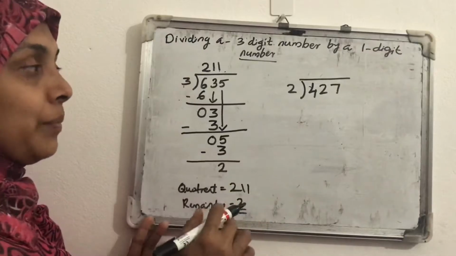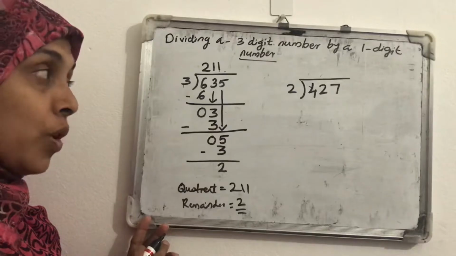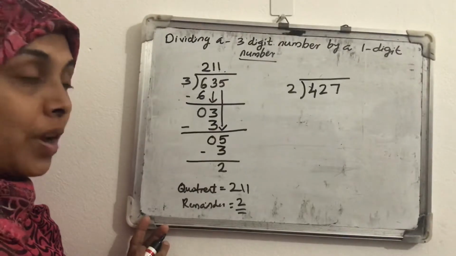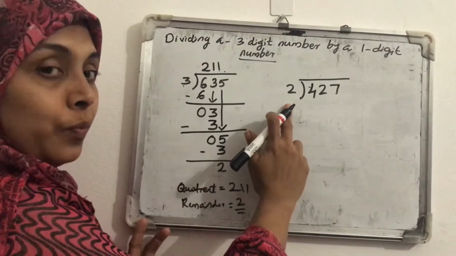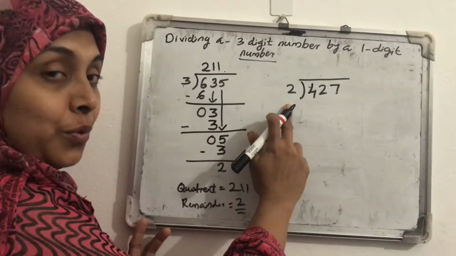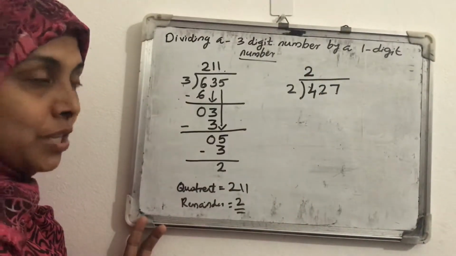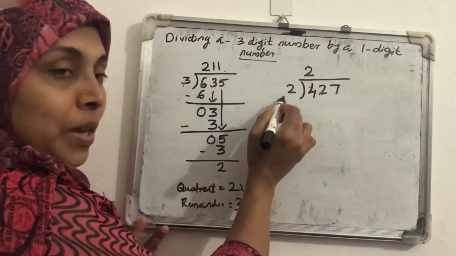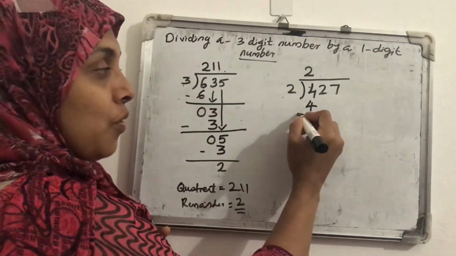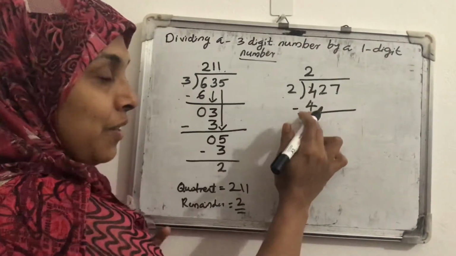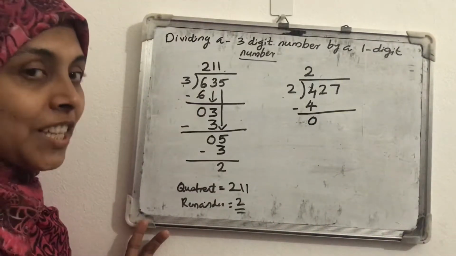Now, next question is 427 divided by 2. How can we divide 427 by 2? Here, first we take the digit 4. 4 by 2: 1 into 2 is 2, 2 into 2 is 4. So 4 by 2 is 2. That we write in the quotient part. Next, 2 multiplied with this 2, we get 4, right below this 4. Next we subtract 4 minus 4. We get 0.